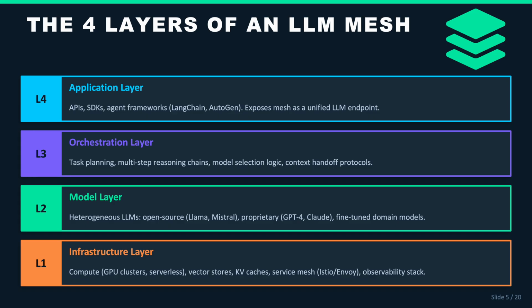And Layer 4, the application layer, is what your consumers interact with. REST APIs, SDKs, and agent frameworks like LangChain or AutoGen that expose the entire mesh as a single, unified LLM endpoint. Designing all 4 layers intentionally from day one is what separates a production mesh from a prototype.